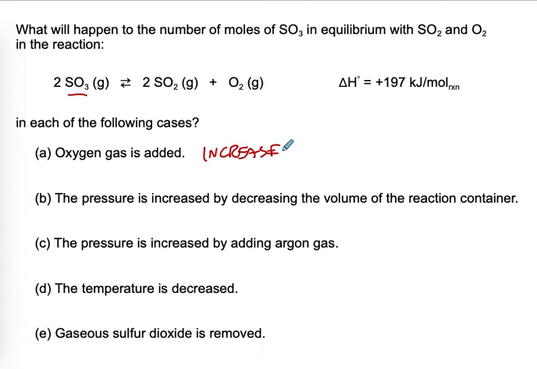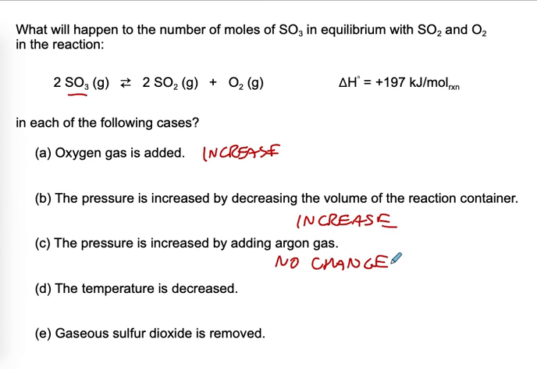B, the pressure is increased by decreasing the volume of the reaction container. We said that if we increase the pressure of a gas phase reaction by decreasing the volume, it will shift to the side that has the fewer number of moles of gas to accommodate that increased pressure. As it is written, 2 moles of gas are in equilibrium with 3 moles of gas. There are fewer moles of gas on the reactant side, so this would also cause the number of moles of SO3 to increase. C, the pressure is increased by adding argon gas. Well, the total pressure would increase, but the partial pressures of each of the components in the equilibrium would remain the same, so there will be no change.